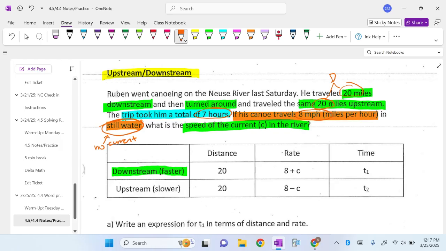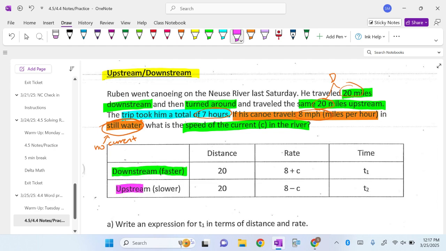Yeah, that's not ideal. Typically, I don't think you'll ever be in a body of water that doesn't have a current unless you're just in some weird pond. But yeah. Now, how we're going to figure this out is we're going to write different expressions in terms of rate and time.